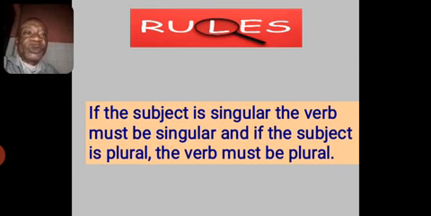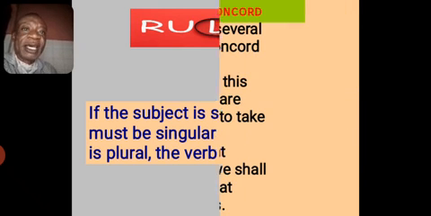So that brings us to the rules. There's one major rule governing concord, and that is: if the subject is singular, the verb must be singular, and if the subject is plural, the verb must be plural. That's just simple, just like I explained earlier on.